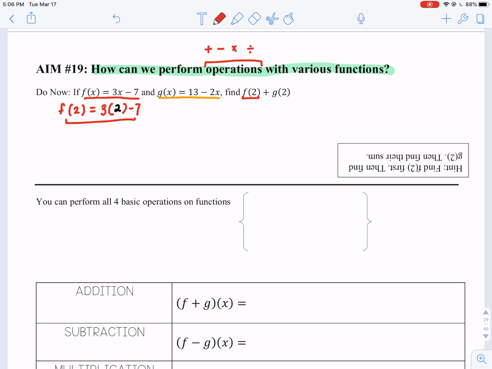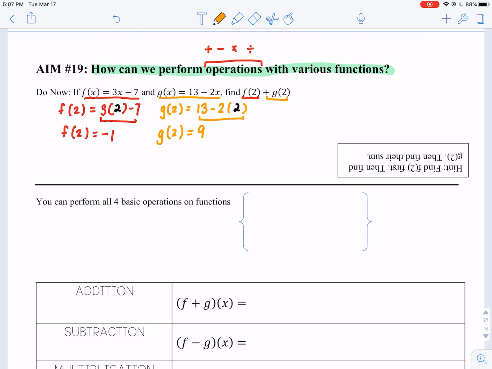Now let's do g of 2. We're going to take our function g of x, and I'm going to say 13 minus 2, and instead of x, I am plugging in a 2. So again, all we're going to do is take this piece right here and plug it into our calculator, and we will get g of 2 is equal to 9. Did I do that right? Yes, I did.